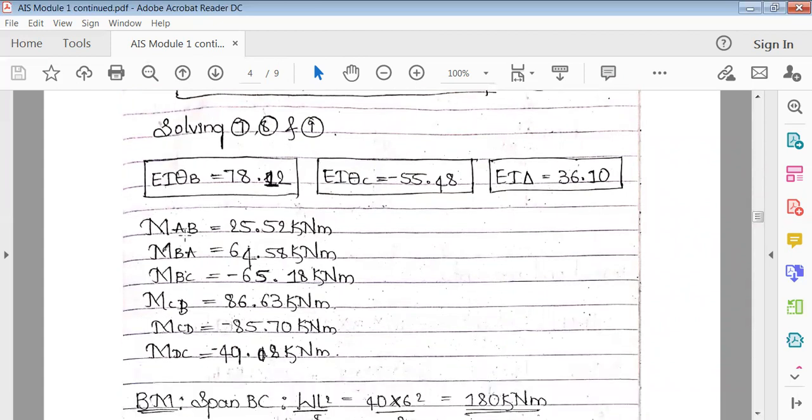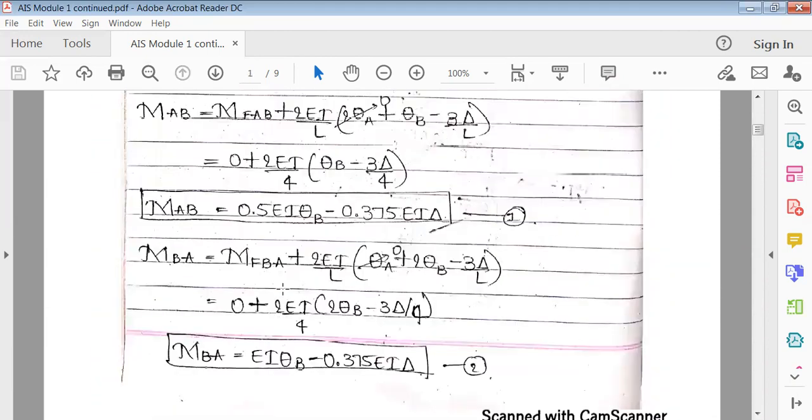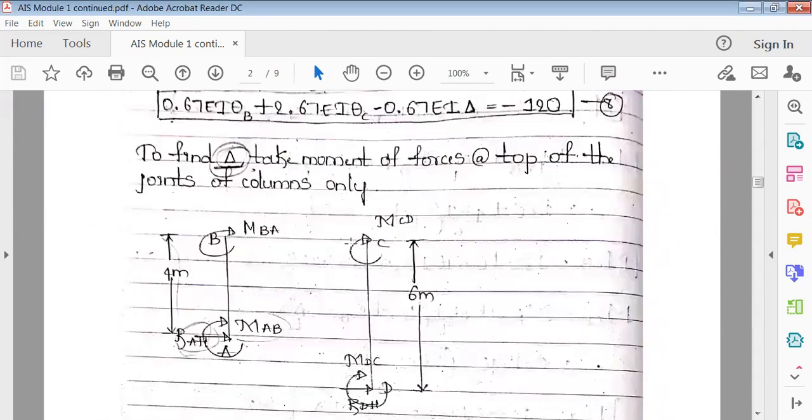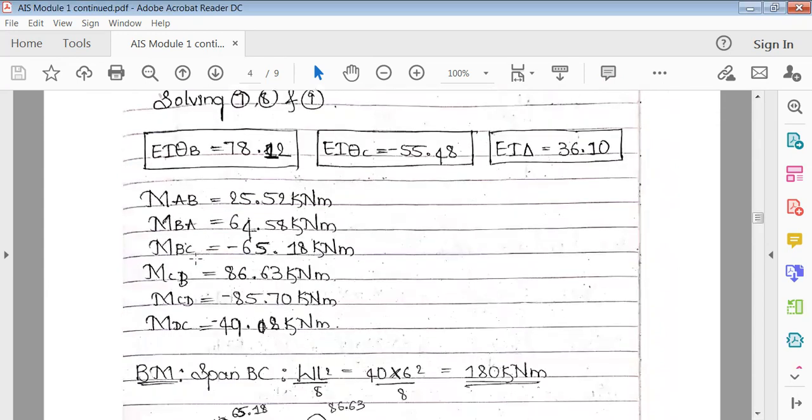Then substitute all of these, and you'll get MAB, MBA. Substitute back in the previous equations 1, 2, 3, 4, 5, 6. Substitute in all of these equations, so you'll get MAB, MBA, MBC. Now the check is that MBA and MBC should be equal and opposite. If one is clockwise, the other should be anti-clockwise. Only then is whatever problem you've solved right.